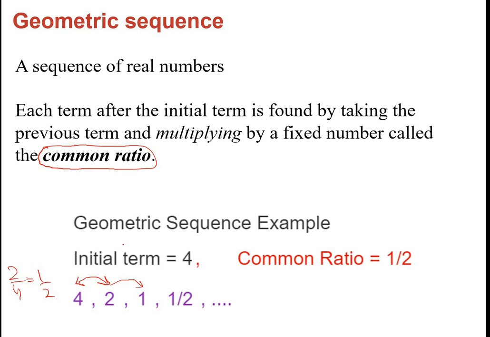In other words, you can build up that sequence by multiplying each number by a fixed number. If you multiply 4 by a half, you get 2. If you multiply 2 by a half, you get 1. If you multiply 1 by a half, you get a half, and so on. The next term in the sequence is going to be 1 over 4. So you just need to continue multiplying by the common ratio.